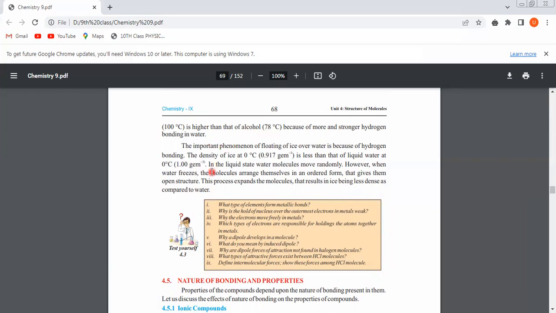The density of ice at 0 degrees is 0.917 g per cm cubed, which is less than that of liquid water at 0 degrees, 1.00 g per cm cubed. In the liquid state, water molecules move randomly. However, when water freezes, the molecules arrange themselves in an ordered form that gives them an open structure. This process expands the molecules, which results in ice being less dense compared to water.